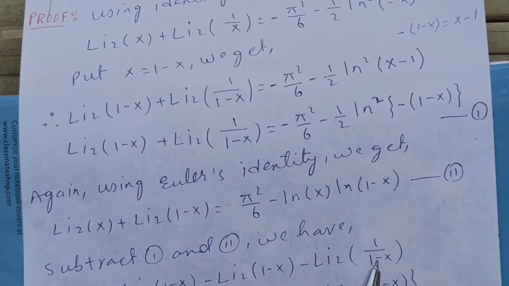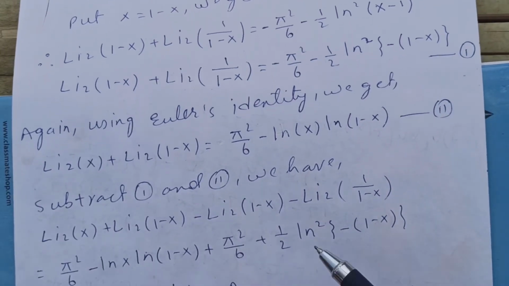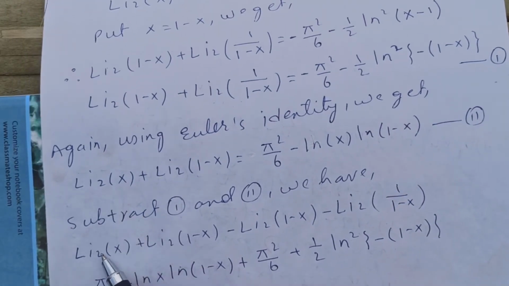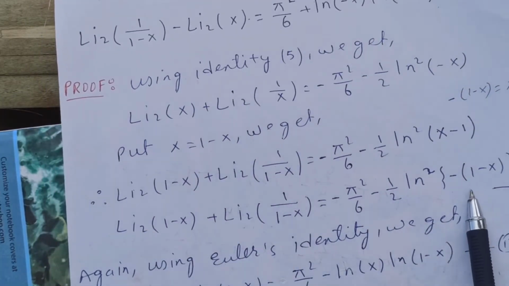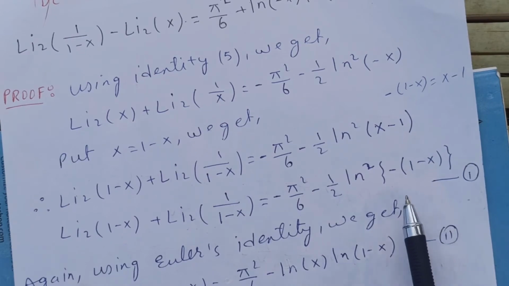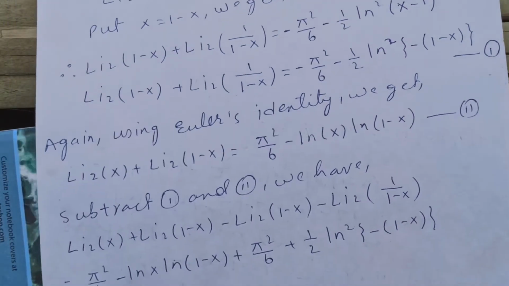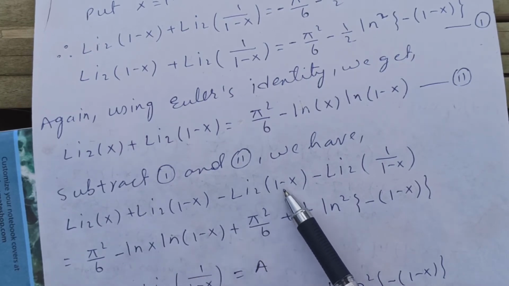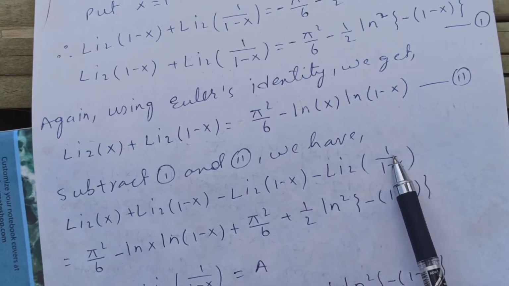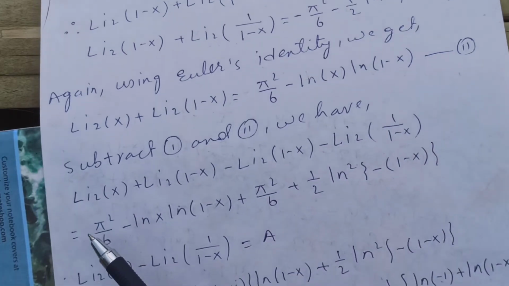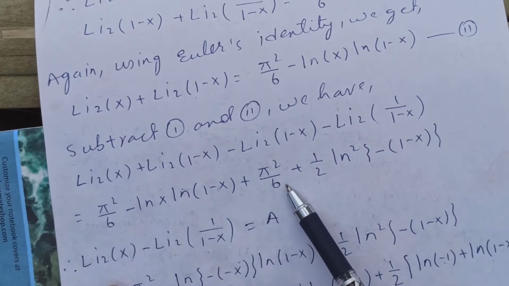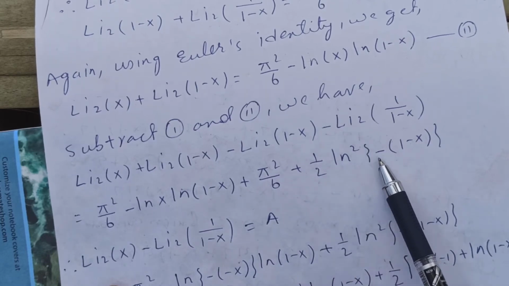So keeping that in mind, now subtract 1 and 2. We get first, Li2(x) plus Li2(1-x) coming first, minus equation 1, I mean equation 2 minus equation 1. If you do it, Li2(x) plus Li2(1-x), which is equation 2, minus Li2(1-x) minus Li2(1/(1-x)), which is equation 1. Okay, and on the right hand side it will be pi squared over 6 minus natural log of x natural log of 1 minus x plus pi squared over 6 plus half of natural log squared of negative 1 minus x.